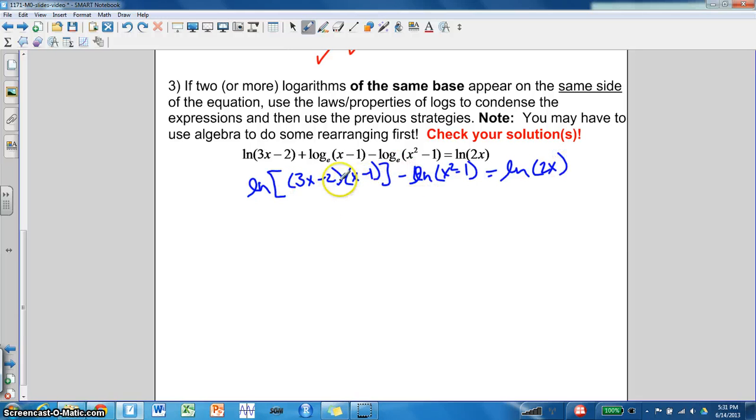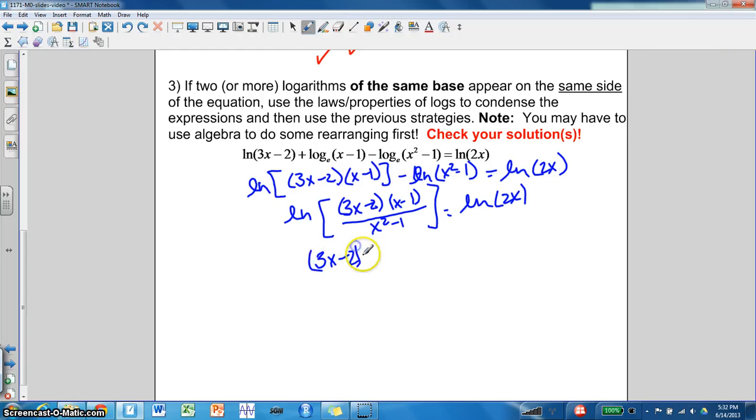Okay, and now I have a difference of logarithms, so that corresponds to a quotient. So natural log of (3x minus 2)(x minus 1) all over x squared minus 1 equals natural log of 2x. Okay, and now I have the same logarithms on both sides, so I can drop them and say this is (3x minus 2)(x minus 1) over x squared minus 1 is equal to 2x.